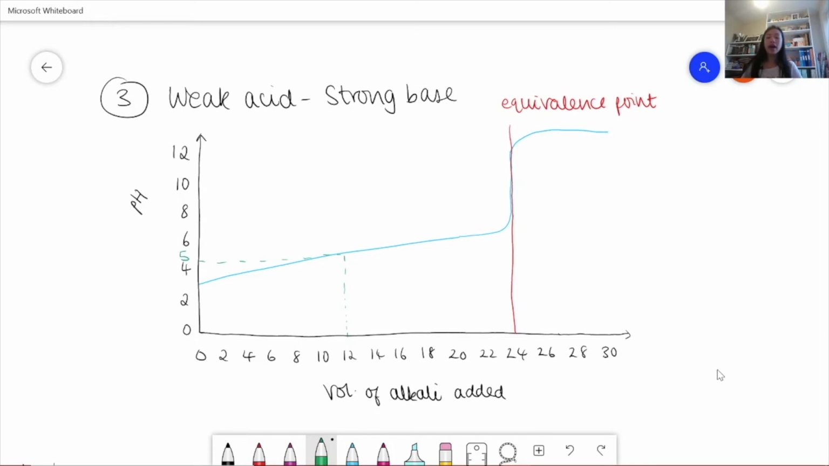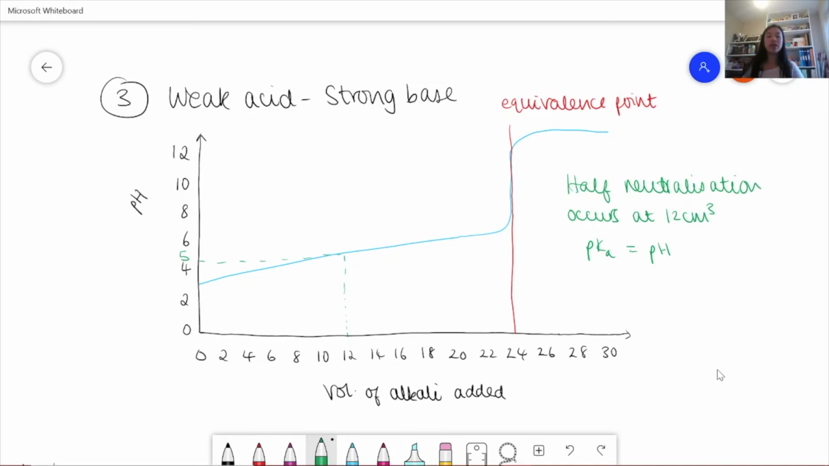And so we can say that half neutralization occurs at 12 centimeters cubed. And we know that at half neutralization, the pKa is equal to the pH.